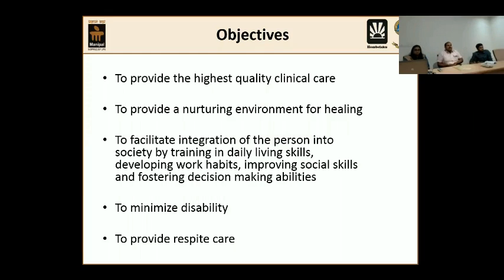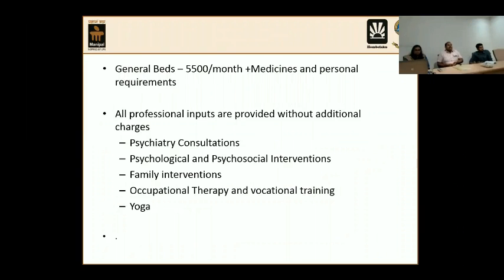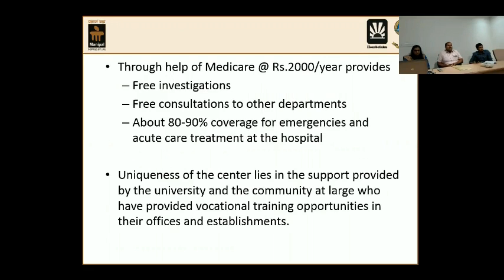So just running through some of the objectives: to provide the highest quality clinical care, provide a nurturing environment, facilitate reintegration of the person back into society, minimize the disability, and to provide respite care for some of them. The beds are at a reasonable rate of general beds 5,500 per month, plus medicines and personal requirements. If they have any, they get an additional bill. All professional inputs are provided without additional charges, and there is psychiatric consultation, psychology, social intervention, family interventions, OT, and yoga. And we also have the help of the university giving Medicare for these clients at rupees 2,000 per year, which provides them free investigations and free consultations to other departments.